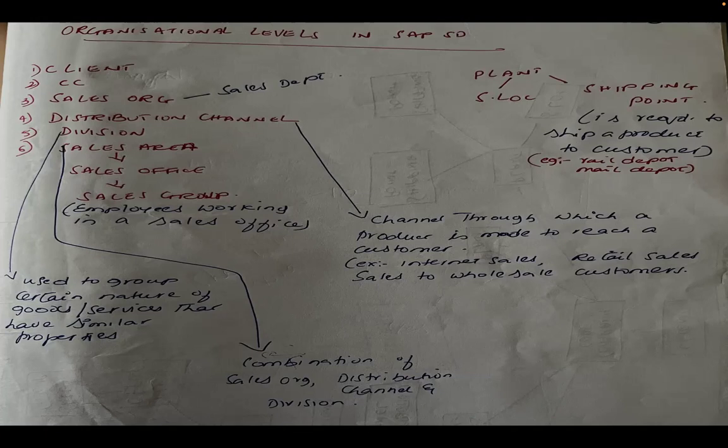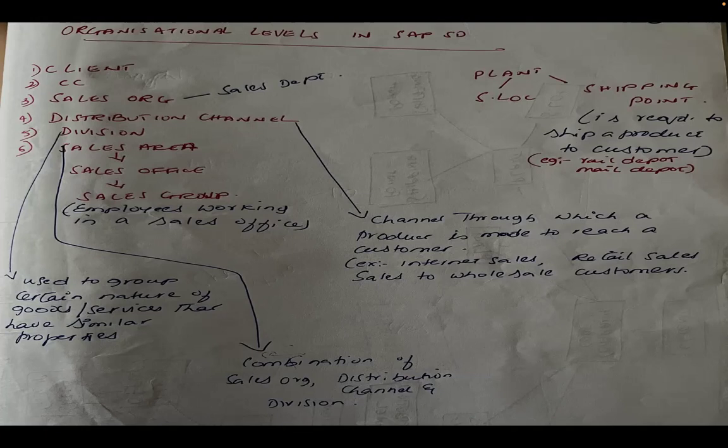Then we have the division. Now, division generally, we have varied range of products which will be maintained as division in an organization. So I have various lines of products that I'm into, so that I'm going to maintain as division in an organization. Then we have a sales area. So sales area will be a combination of a sales organization, distribution channel, and the division.